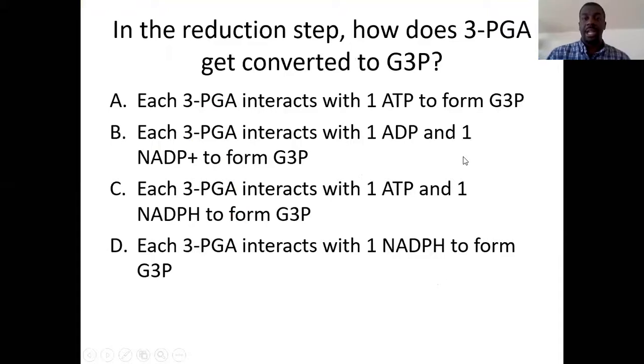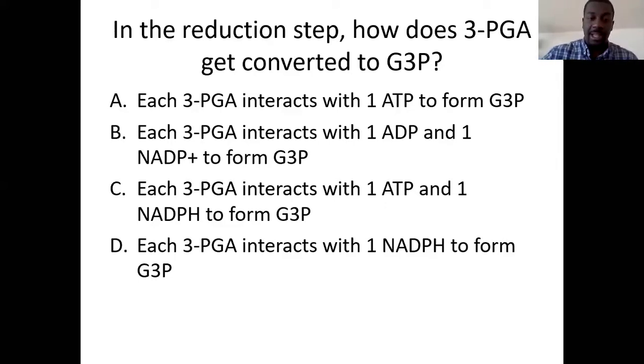So in the reduction step, how does 3-PGA get converted to G3P? A, each PGA interacts with one ATP to form G3P. B, each 3-PGA interacts with one ADP and one NADP plus to form G3P. C, each PGA molecule interacts with one ATP and one NADPH to form G3P. Or D, PGA interacts with one NADPH to form G3P. So I'm hearing C, I'm seeing lots of C's.